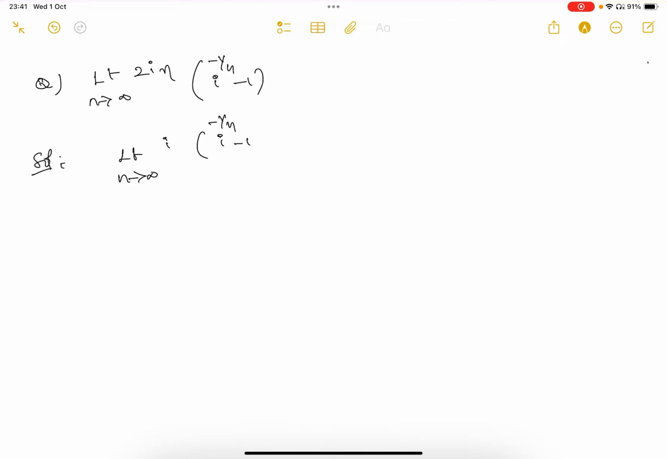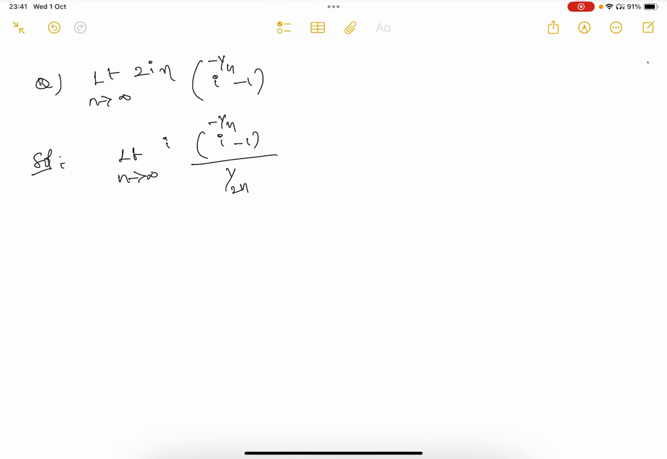Hello, let's evaluate this limit: limit n tends to infinity of n (i^(-1/n) - 1). Right? So let's start. This can be written as limit n tends to infinity of i^(-1/n) - 1 divided by, there is n, so we can write it as 1/n.